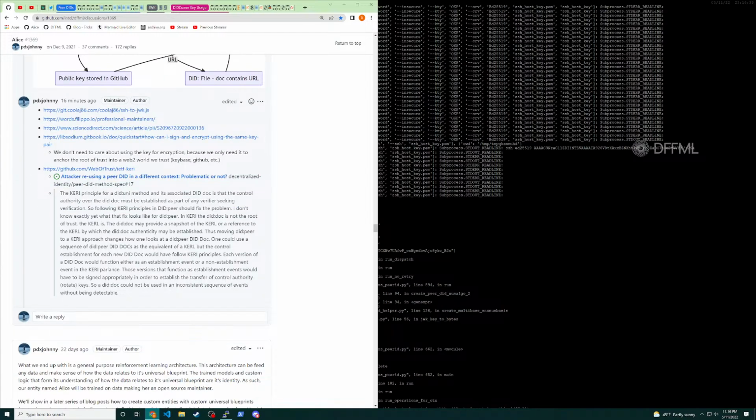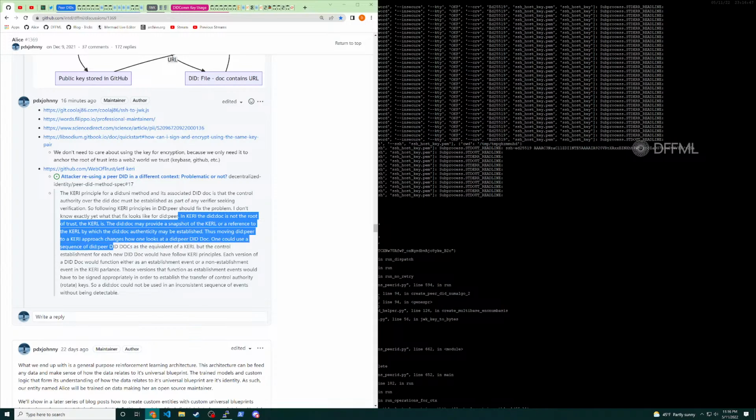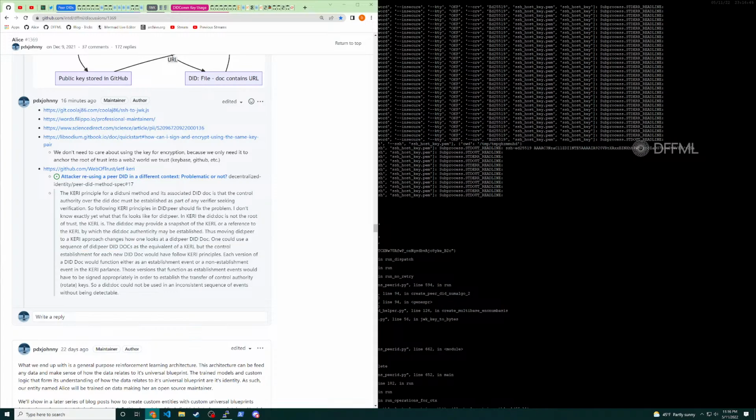Following KERI principles. A snapshot of the KEL for reference to the KEL. That's what changes how one could use a sequence of DID peer docs. In KERI, the DID doc is not the root of trust. The KEL is. The DID doc may provide a snapshot of the KEL or a reference to the KEL by which the DID doc authenticity may be verified. Thus, moving DID peer to a KEL changes how one looks at a DID peer doc.